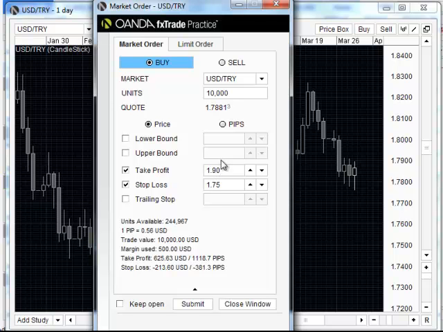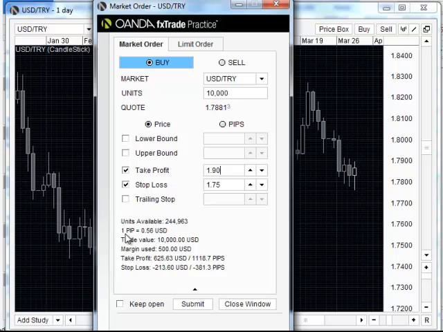So we're going to open a trade buying at market at 1.7881 with a stop loss at 1.75. So if the pair moves down to 1.75, our stop loss will get triggered and we'll get out of the trade with a loss. And if it moves to 1.90, our take profit will get triggered and we'll close the trade with a gain. Now once you set your stop loss and your profit target, you can see how much you're actually risking on this trade and how much money you can make if you are right.